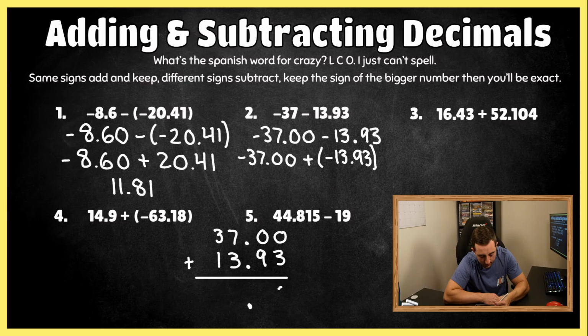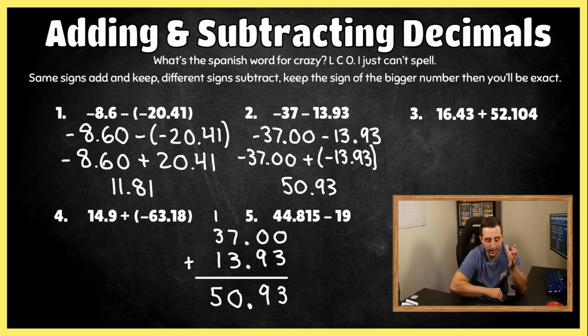0 plus 3 is 3. 0 plus 9 is 9. Decimal point's already there for us. 7 plus 3 is 10. Carry your 1, and you end up getting 50 and 93 hundredths for number 2. Now again, it says same signs add and keep, which means keep the sign that they had in common. So we want to make sure that our final answer is negative 53 and 93 hundredths.